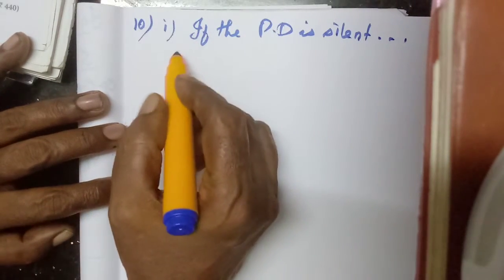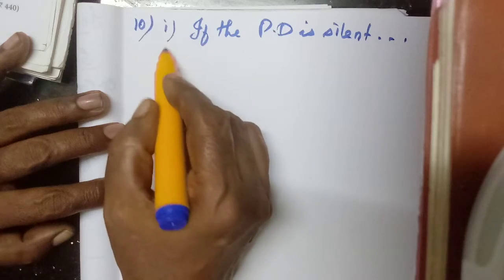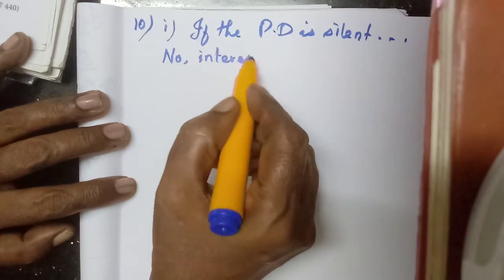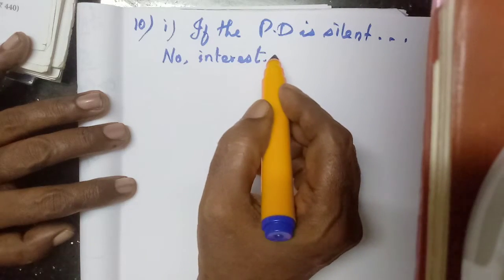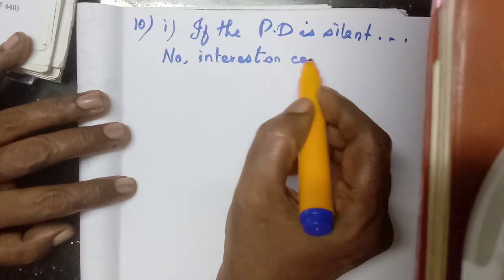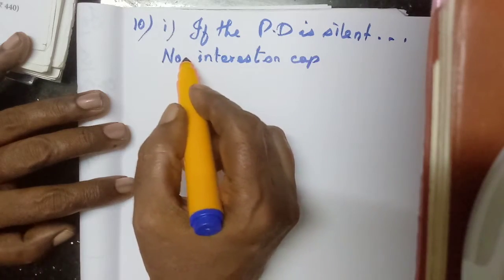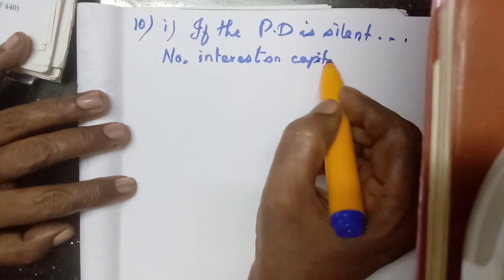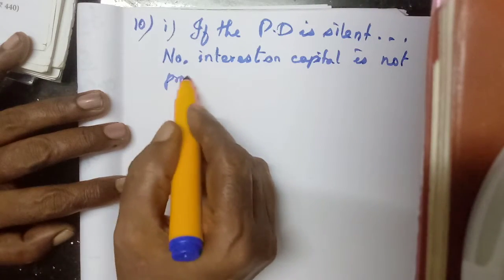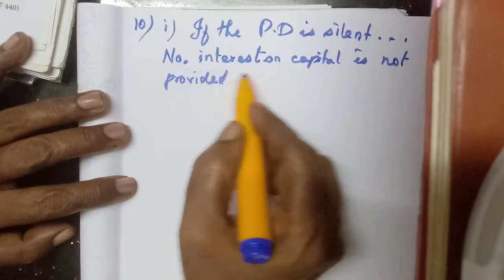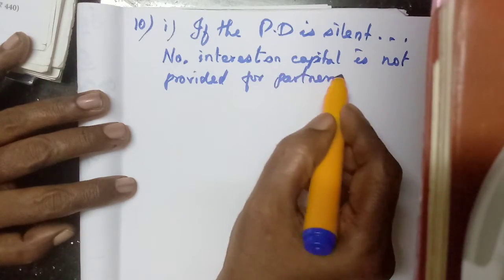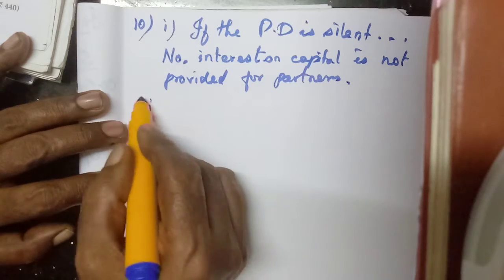Okay, what is the answer? No, interest on capital is not provided for partners. Okay, then second one, write again.